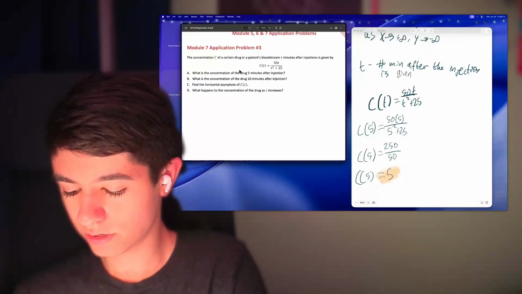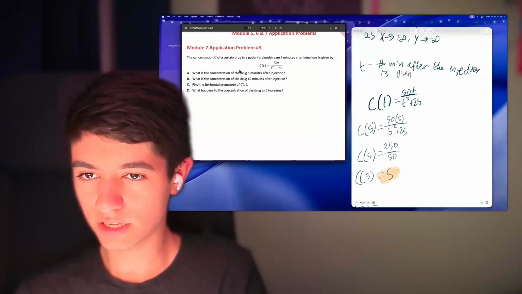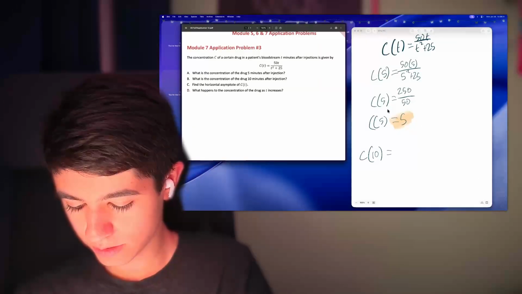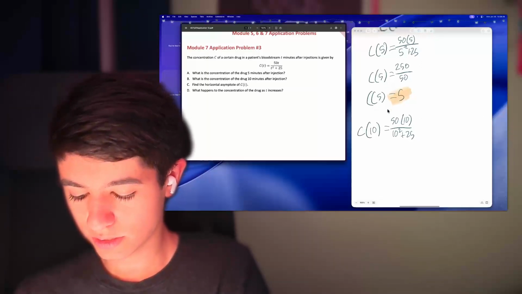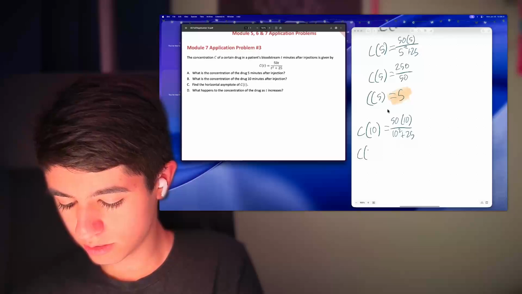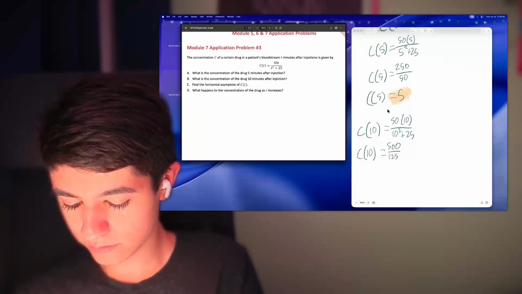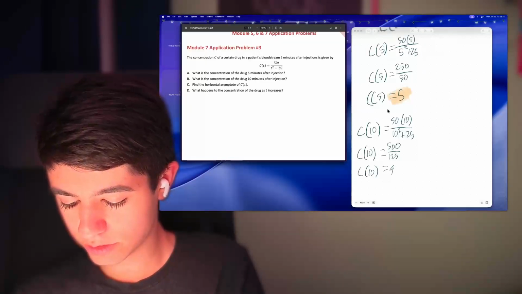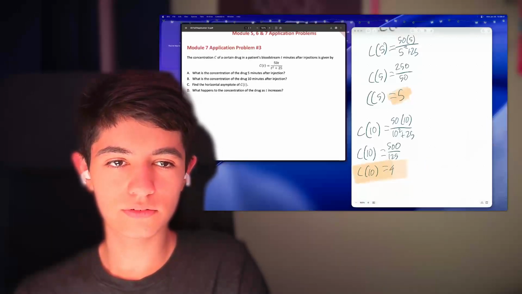Now we need to solve for C of 10, looking back at the same function. C of 10 equals 50 times 10 over 10 squared plus 25. So that means that C of 10 would equal 500 over 125. So C of 10 equals 4. So after 10 minutes, the concentration of the drug in the patient's bloodstream would be at a level of 4.